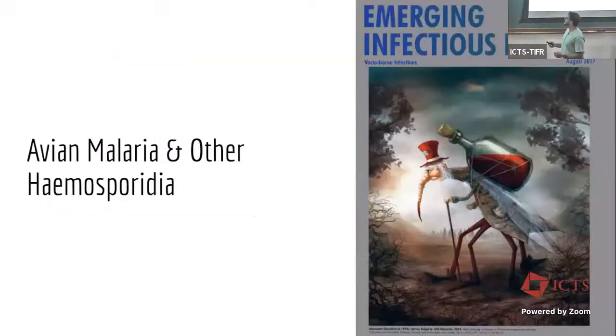So now I'll come to avian malaria and other hemosporidia. Generally, when we say malaria, it is with reference to Plasmodium infection. There are other parasites which are very similar to Plasmodium, but in reading, if you come across malaria, probably only Plasmodium is being referred to. So it's always called avian malaria and malaria-like parasites or malaria-like diseases.